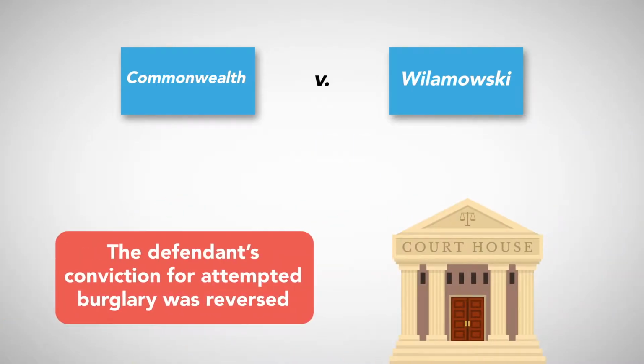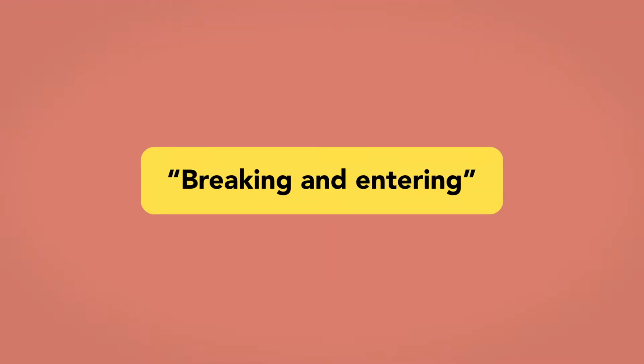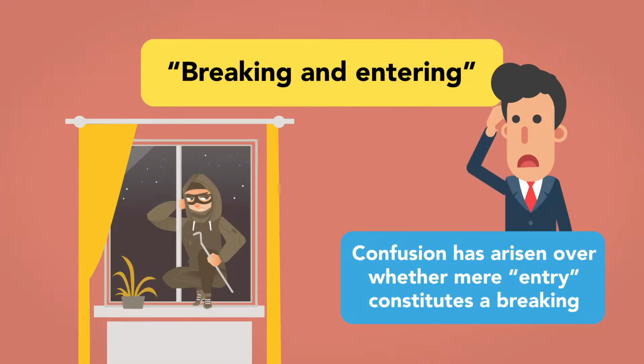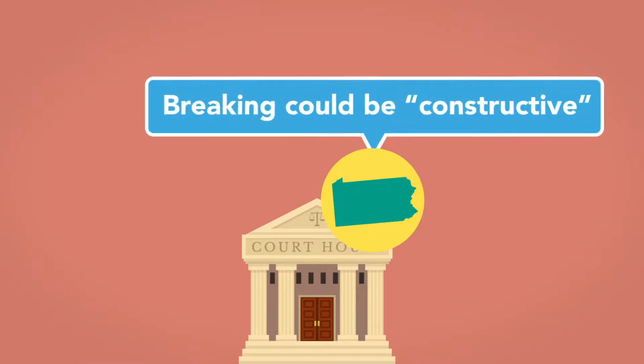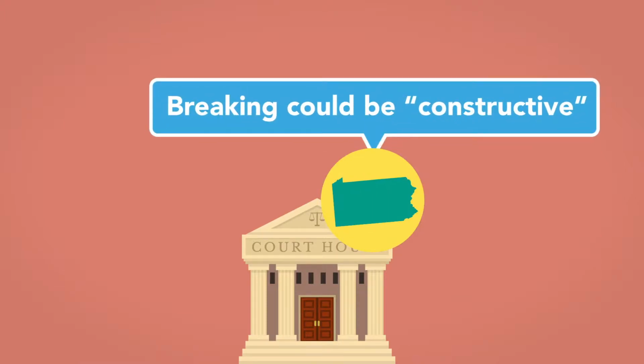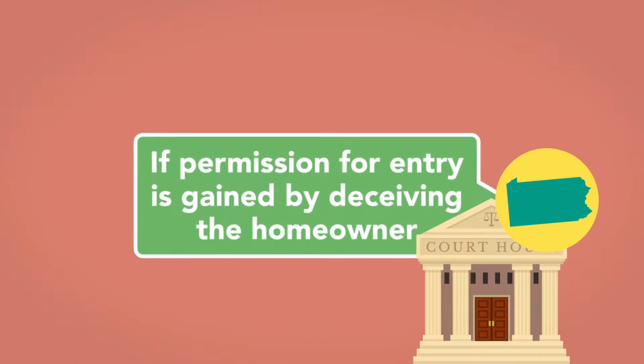The defendant's conviction for attempted burglary was reversed. Burglary is often referred to as breaking and entering, and confusion has arisen over whether a mere entry constitutes a breaking. A Pennsylvania court ruled that breaking could be constructive if permission for entry is gained by deceiving the homeowner.